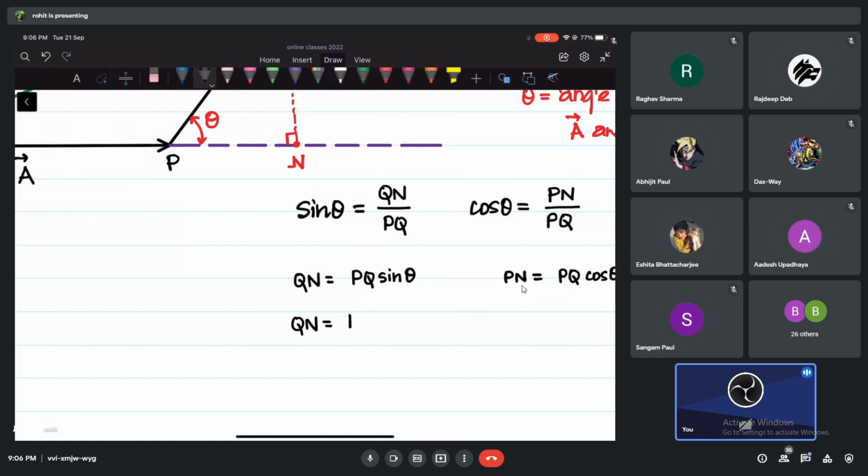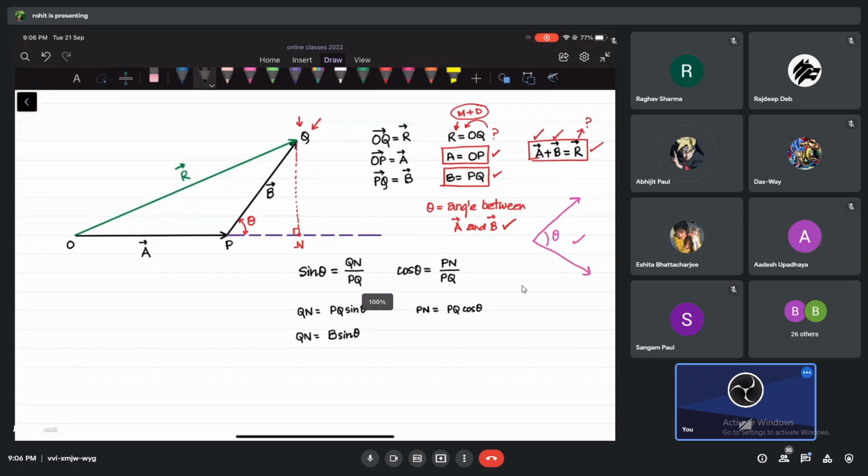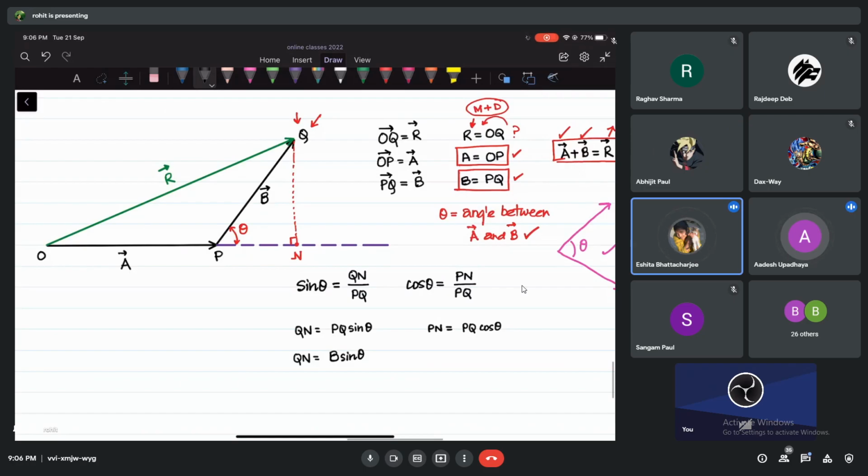So I'm going to write B, not B vector: B sin theta, the magnitude. Are you guys clear? PQ represents the magnitude of B vector, and OP represents the magnitude of A vector. That's what I've done. Any confusion here, guys?